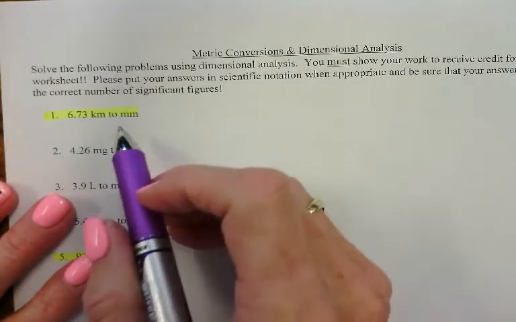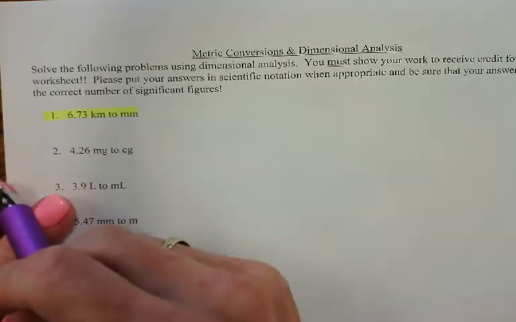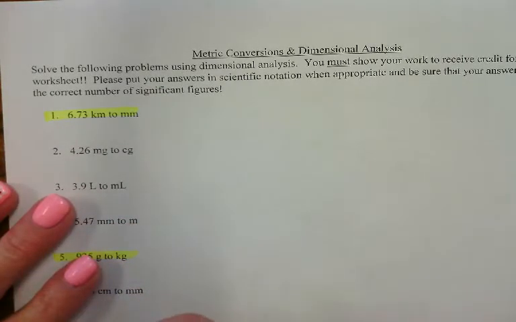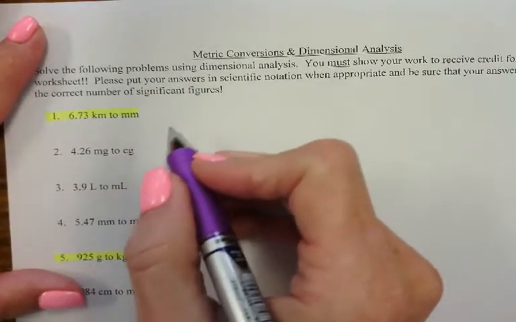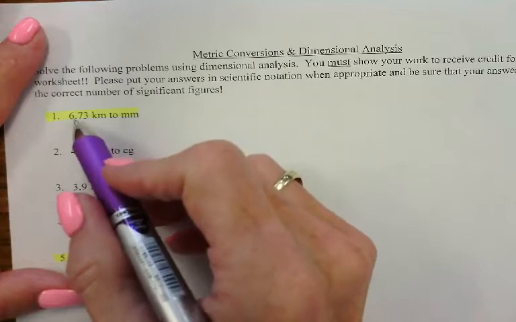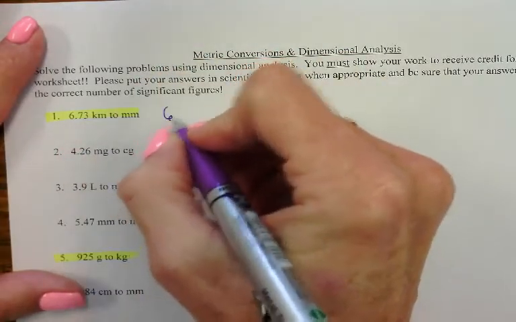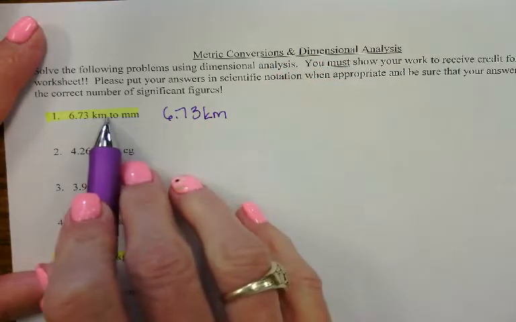Remember that in the notes there were some numbers that you needed to know, like the prefix for kilo and for milli, which is what these are. So I'm going to see if I can help you through these, and we're going to learn the conversion factors as we go. So I need to write down what my given is. I need to convert 6.73 kilometers into millimeters.